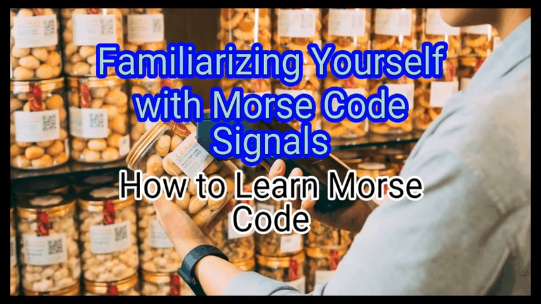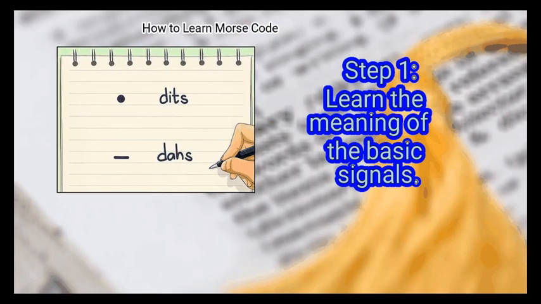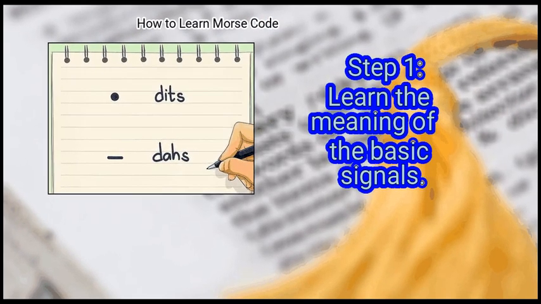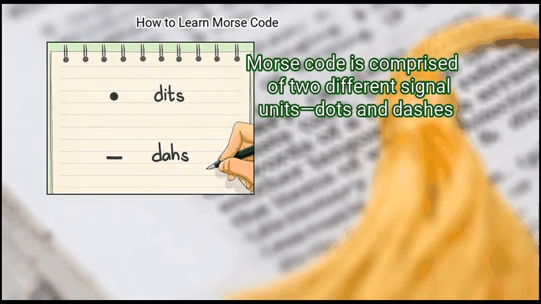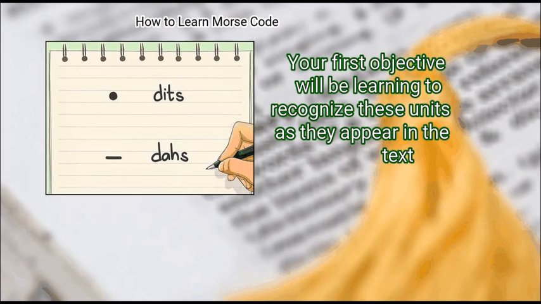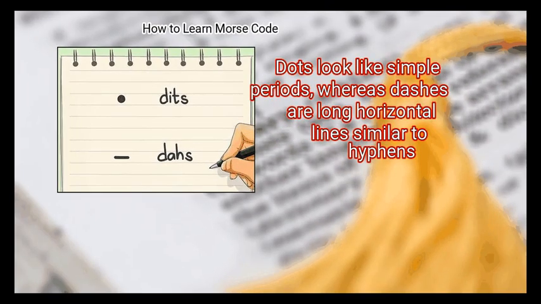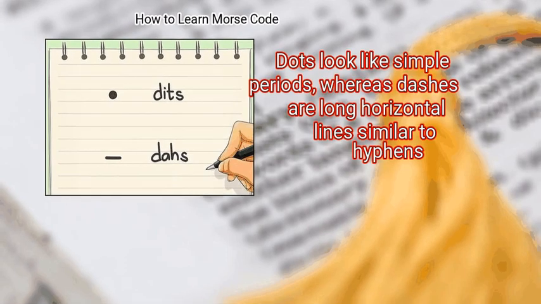Method 1. Familiarizing yourself with Morse code signals. First, learn the meaning of the basic signals. Morse code is comprised of two different signal units, dots and dashes. Your first objective will be learning to recognize these units as they appear in the text. Dots look like simple periods, whereas dashes are long horizontal lines similar to hyphens.